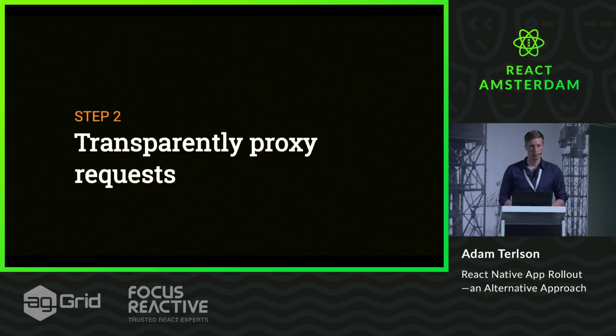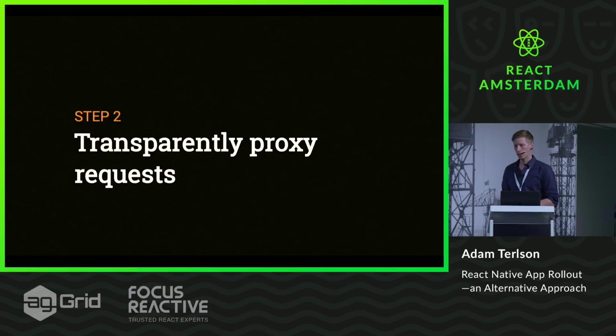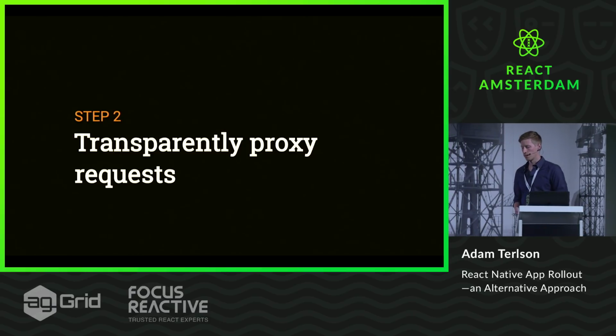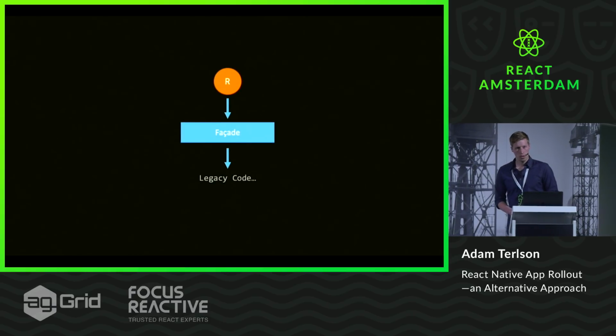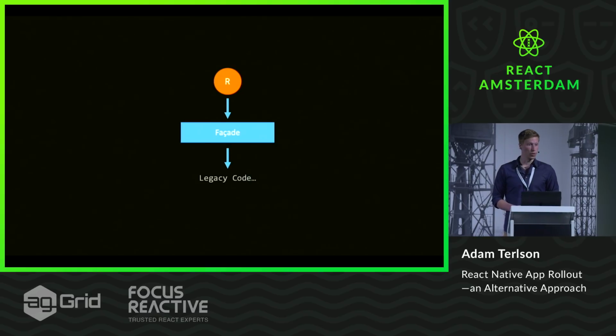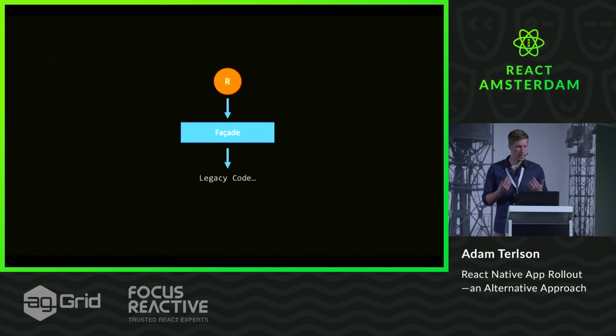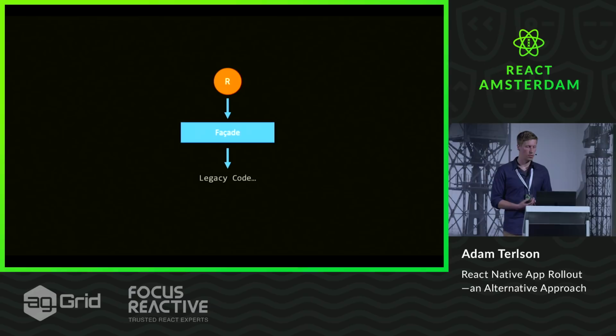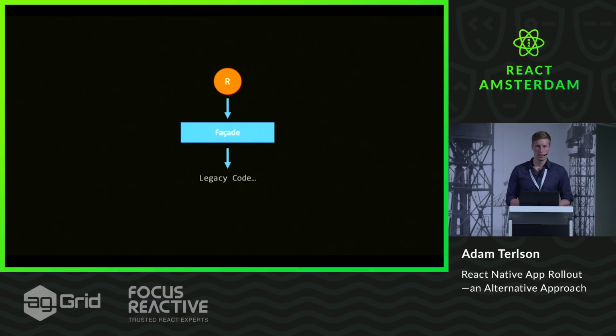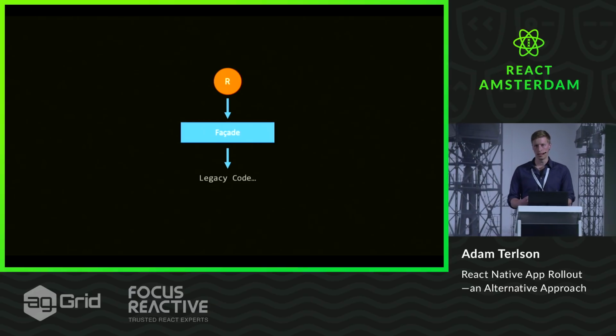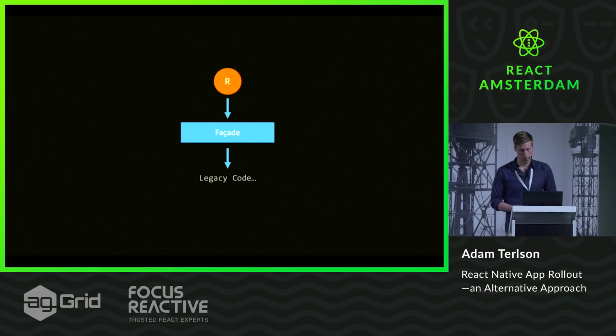Well, step 2, we need to start by transparently proxying requests. So returning to our diagram from before, we need to find some sort of event in our system and pass that into a facade. This facade will then immediately invoke the original legacy implementation.